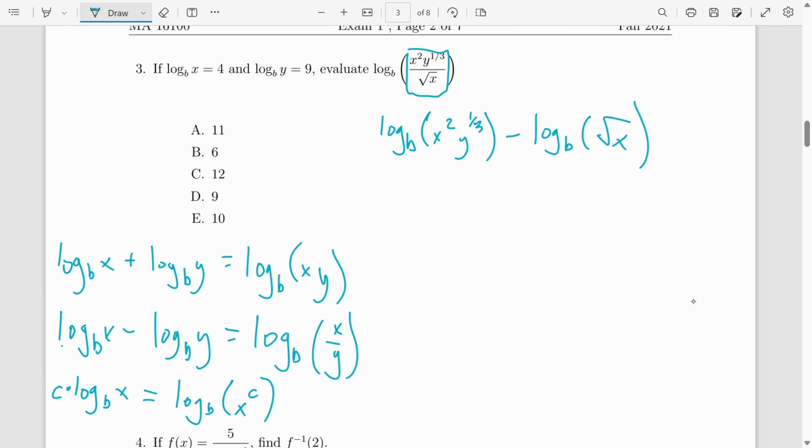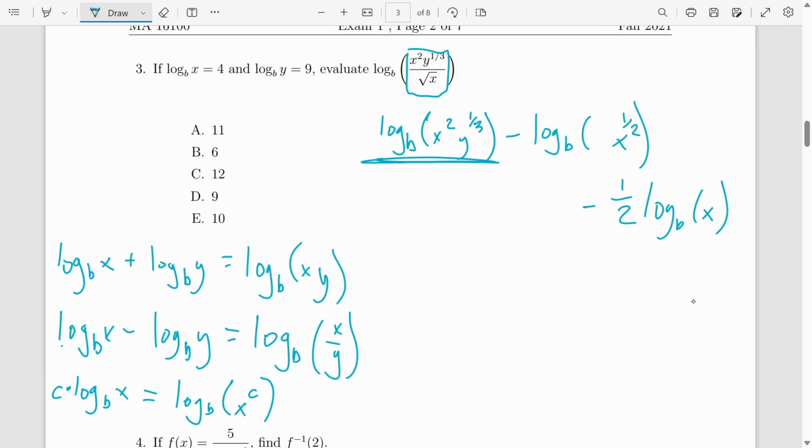So there we go. Now we've got this. Before we move on to the next step, I'm actually going to rewrite this square root of x as x to the 1/2 power. We actually do have to do that because in a later step, we have to use the third property that I said, and we're going to put that as a coefficient. We can actually do that right now if we want. Minus 1/2 logarithm base b of x. And now we have that.